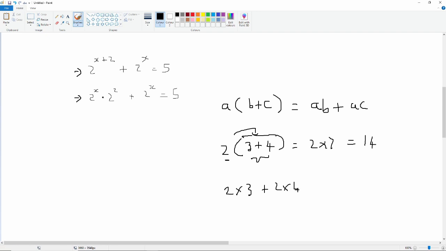And let's just prove to ourselves that that works. But first, let me write 4 properly. So 2 times 3 plus 2 times 4 is equal to 6 plus 8, which is equal to 14. And 14 is the same as 14. That's just to prove to ourselves that that works.